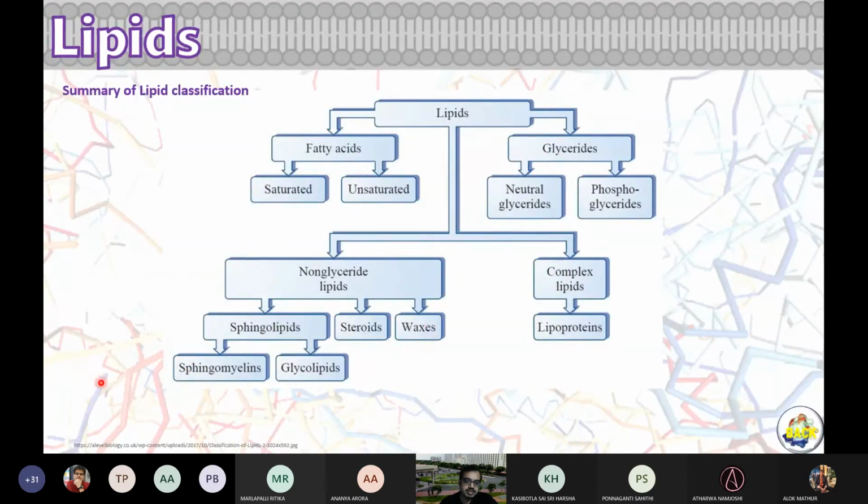Okay, so often we can have complex lipids. It can be lipoproteins or lipopolysaccharides. So these are complex lipids, which can conjugate with other macromolecules. That's the summary of the overall lipid types.